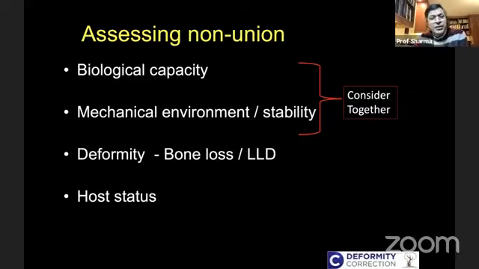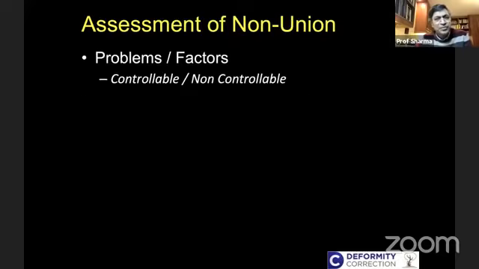The other thing you need to look at, apart from the local factors, is how is your patient? And on top of that, the one thing you need to assess is whether there is any infection or not. Now, sometimes it's very obvious and sometimes it is not. And especially the trainees, I would really suggest that each time you see a non-union, look at these things and then move forward.